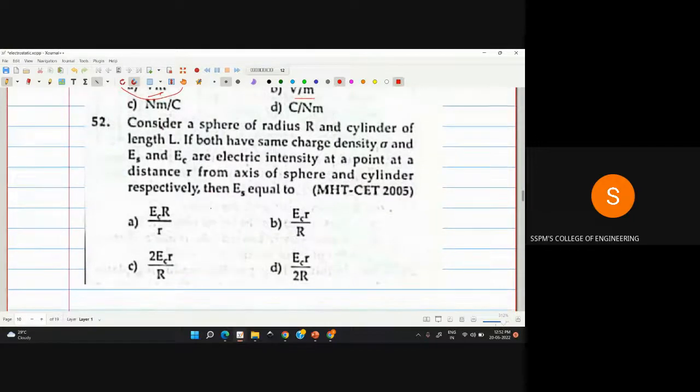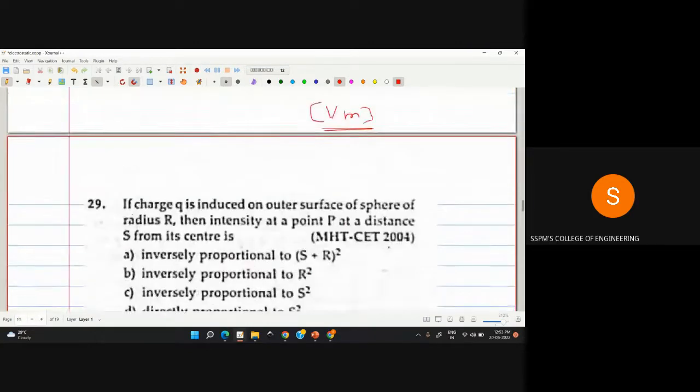Now this problem is a little tricky, but you have to solve it. And here we have to apply Gauss law. See what is given here: consider a sphere of radius R and a cylinder of length L, and if both have the same charge densities. You know charge density, what is charge density? Charge per unit area. If both have the same charge density and ES and EC are the electric intensity at a point at distance r from the axis of sphere and cylinder respectively, then what is ES? Now you have to calculate ES. So how to calculate this? So let's solve. You have to apply Gauss law.